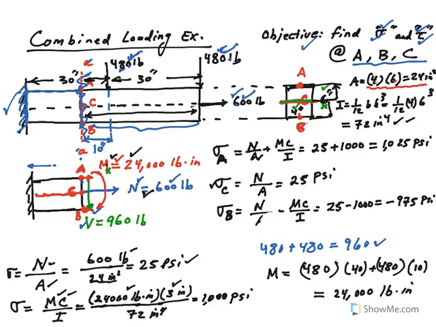So this is the part where we do the combined loading. Why this looks a little bit different here, let me just put the A back here. Okay, so sigma at A.